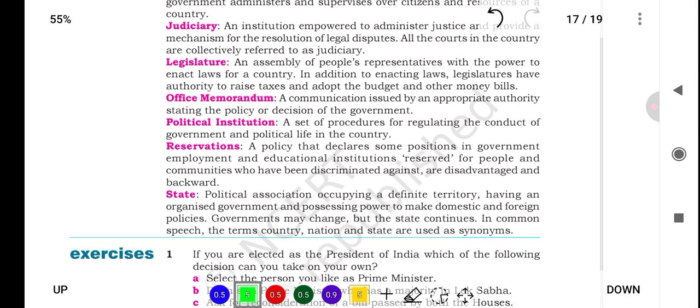In essence, the chapter emphasizes that a well-functioning democracy requires a clear division of powers among different institutions, each with specific roles and responsibilities. While institutions can create some complexities, they are essential for ensuring accountability, transparency, and the rule of law. So that's it for today, guys.